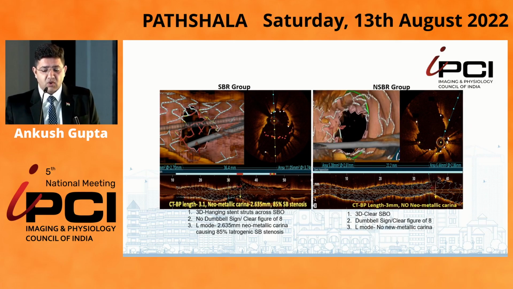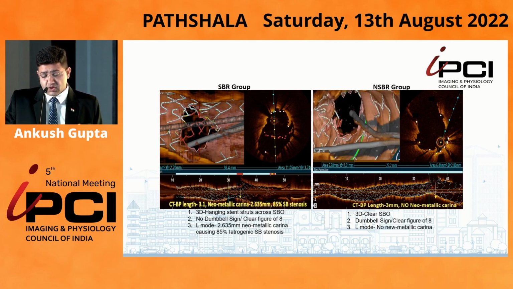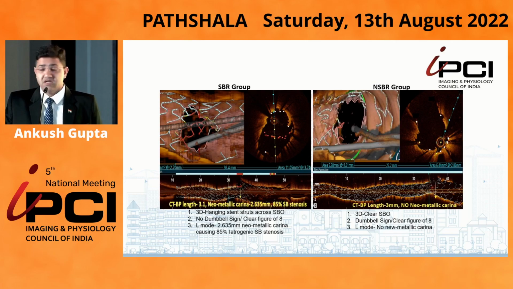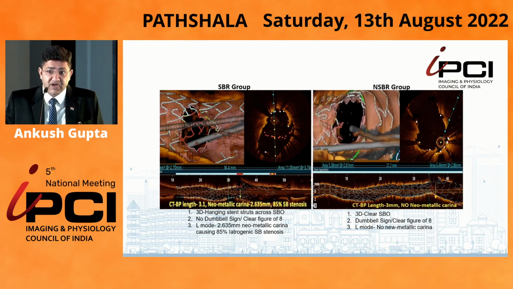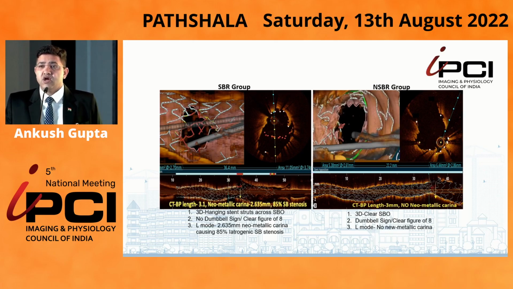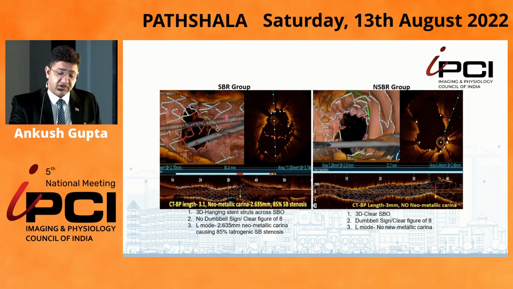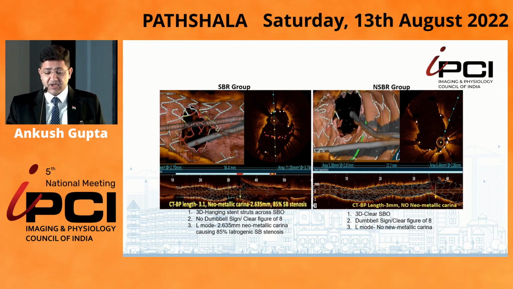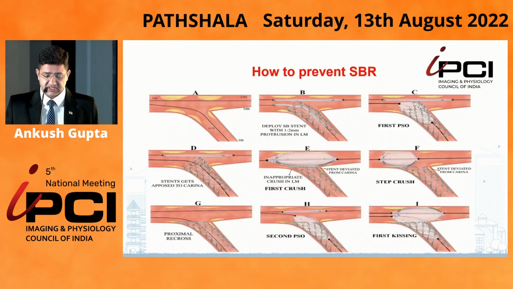So what went wrong in these cases? I think when we analyzed our cases, we thought that either we may have not used an appropriately sized side branch ostial balloon. The size was not appropriate, number one. Number two, we may have missed alternate high pressure balloon dilatation. And third, we think that we went too proximally on the secondary recross, and that may be the reason for having all these stent struts leading to side branch restenosis.